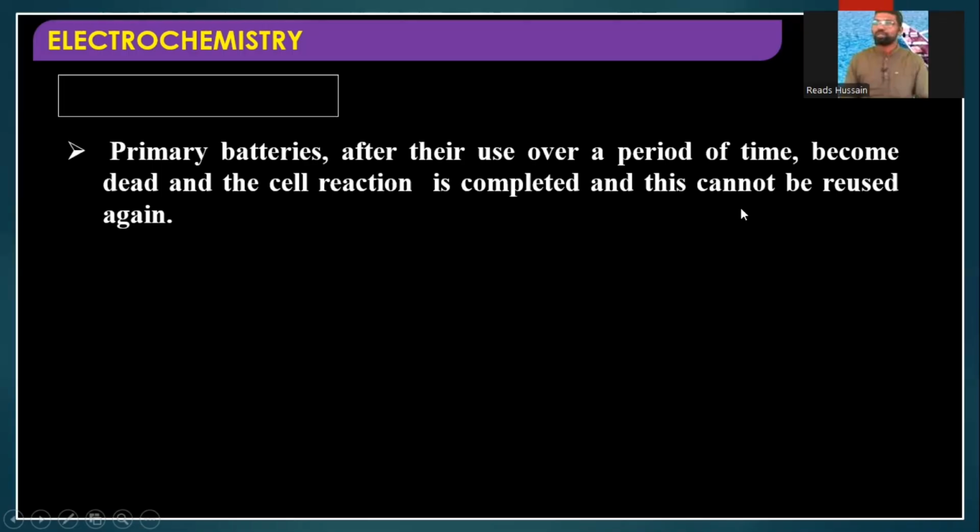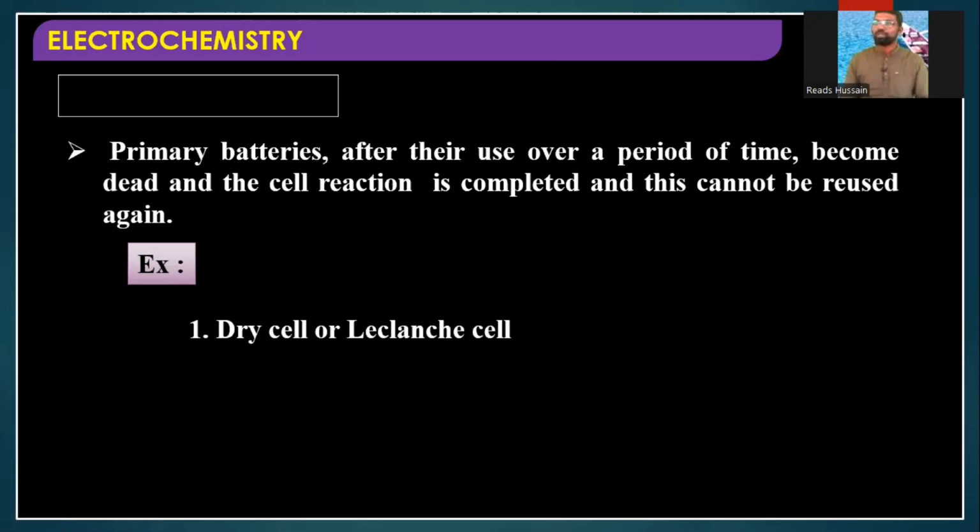Shall I give you one small example? In your home, you use batteries in your wall clock or in TV remote controls, no? Once the battery is dead, that means the lifetime of the battery is over. You throw that battery out and buy a new battery, and again you start using your device, that is your remote control, isn't it? Once the battery is dead, it cannot be reused. Such batteries are called primary batteries. Very simple. Primary batteries are the batteries which cannot be reused once they are dead.